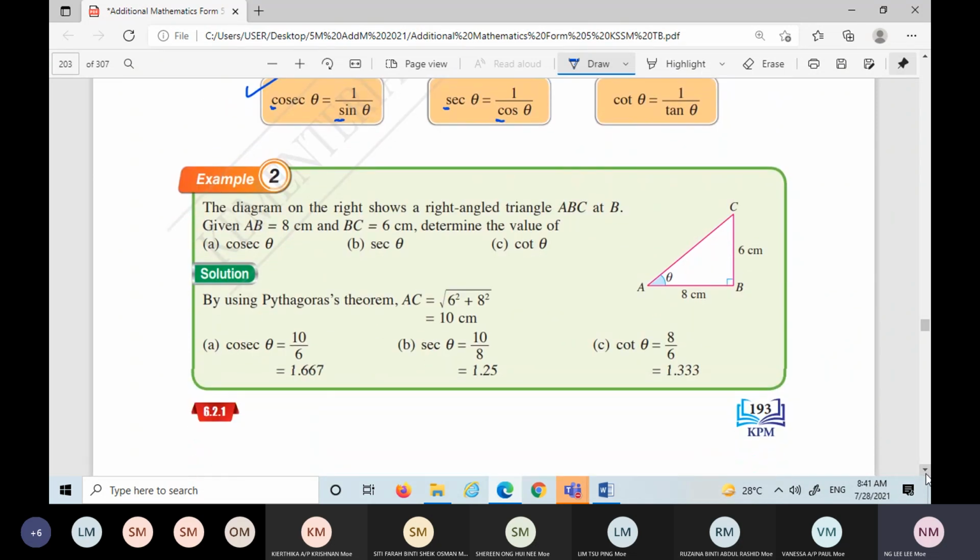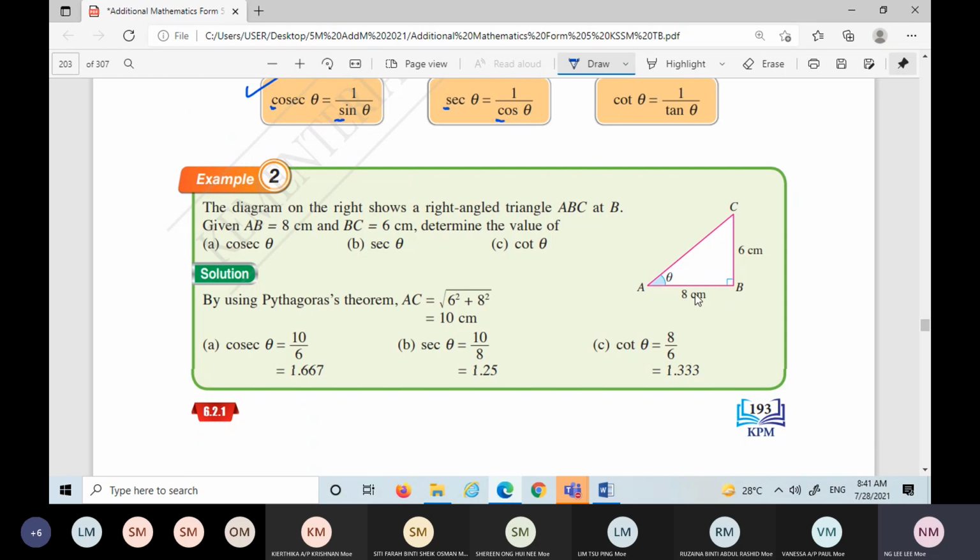Now we go to example 2. The diagram on the right shows a right angled triangle ABC, with the right angle at B. Given AB is 8 cm, BC is 6 cm, determine the value of cosecant theta, secant theta, and cotangent theta. So you have to write out one by one.